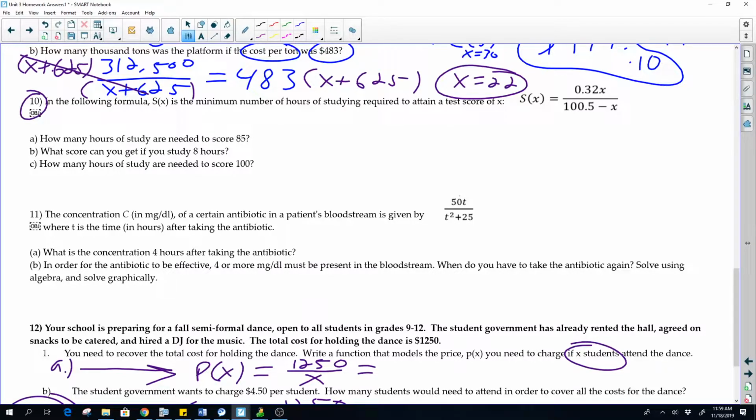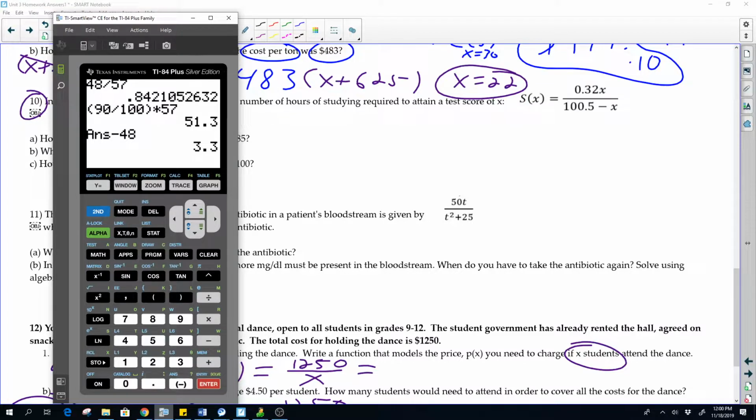I'm pretty sure that if you set it, is it equal to 85 or plug in 8? Let me do the B first. What score can you get if you study 8 hours? So if you study 8 hours, what kind of test score should you get to attain a test score of x? So let's try that. I think that'd be fun to plug in.